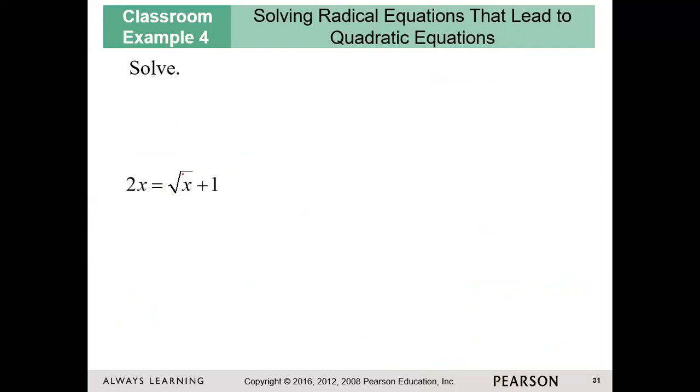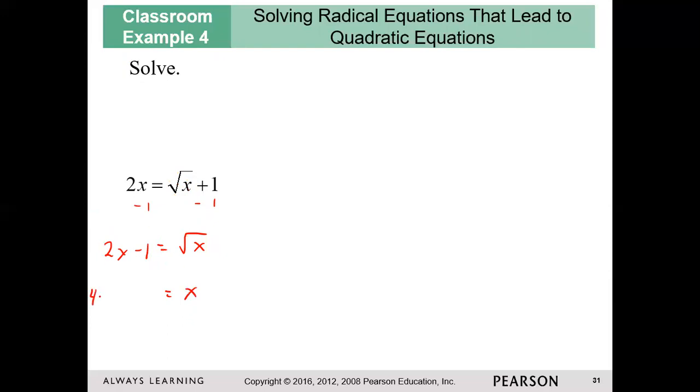These are radical equations. And remember, in order to solve this, we need to isolate the radical. Don't forget to do that. So we are going to subtract 1 from both sides, which gives us 2x minus 1 is equal to the square root of x. And then in order to solve this radical equation, you need to square both sides. So when you square both sides, you get just the lonely x over here on the right-hand side.